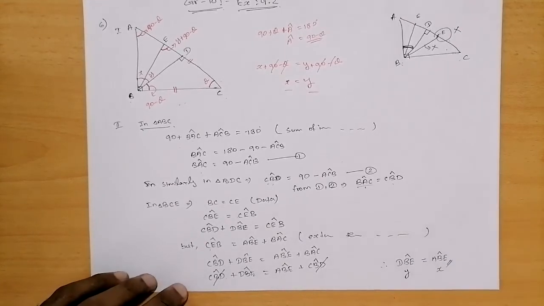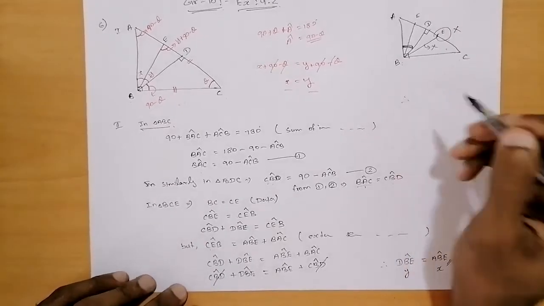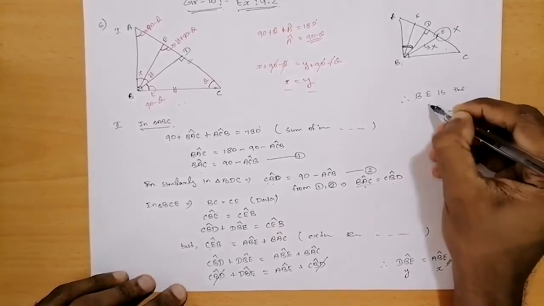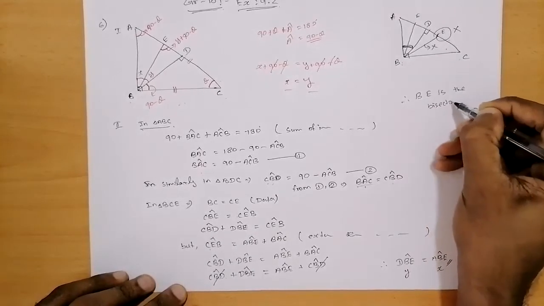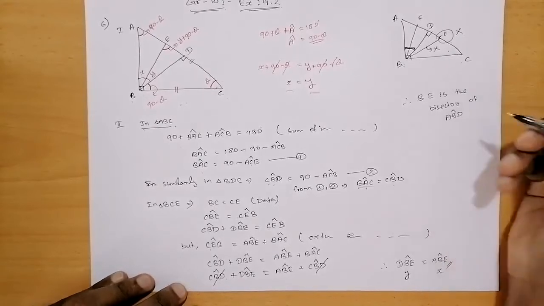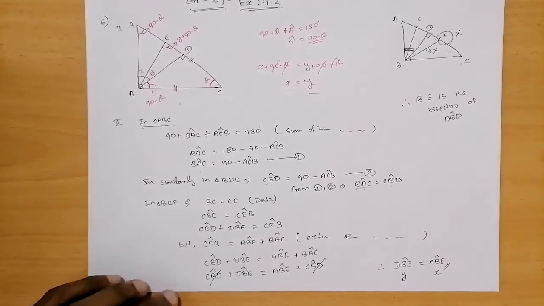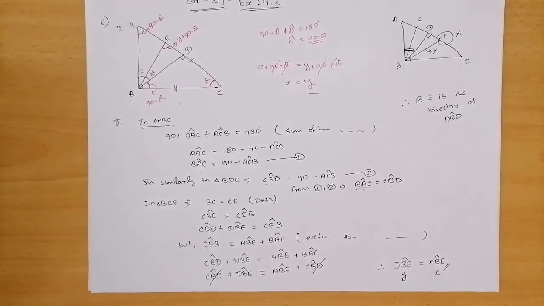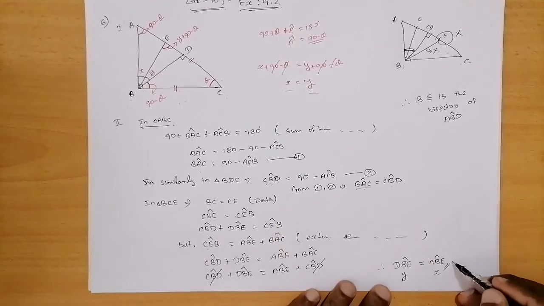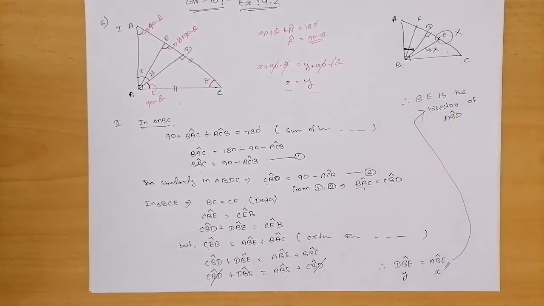So from that we can write, therefore finally BE is the bisector of angle ABD, because there are two parts of ABD here, namely DBE and ABE. We prove that those are equals. So which means BE is the bisector of ABD. So finally, the step: BE is bisector of ABD.